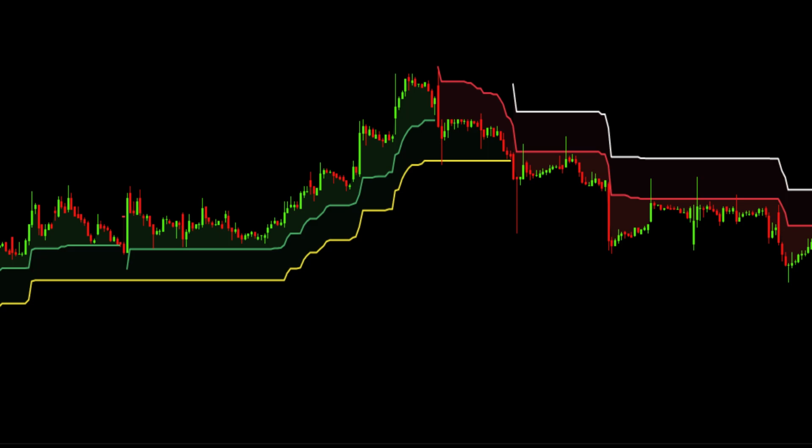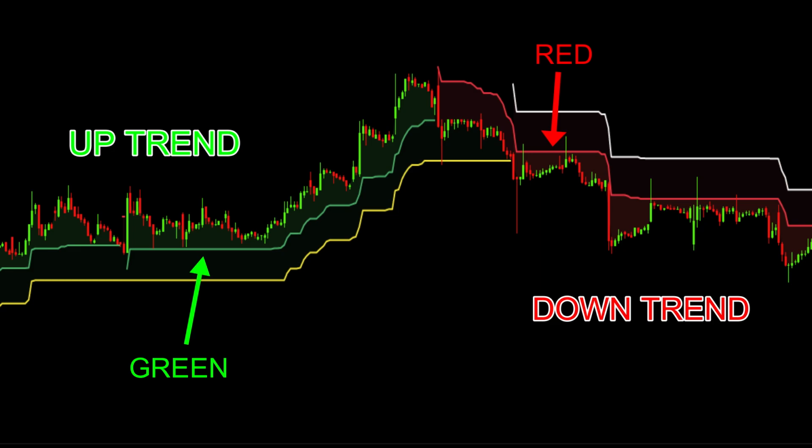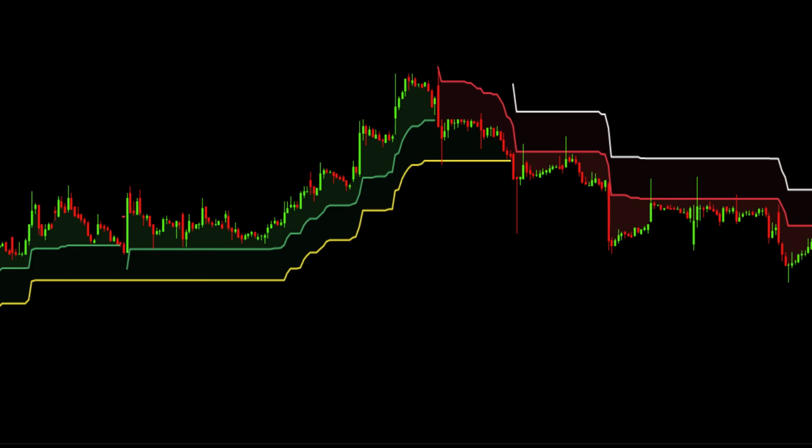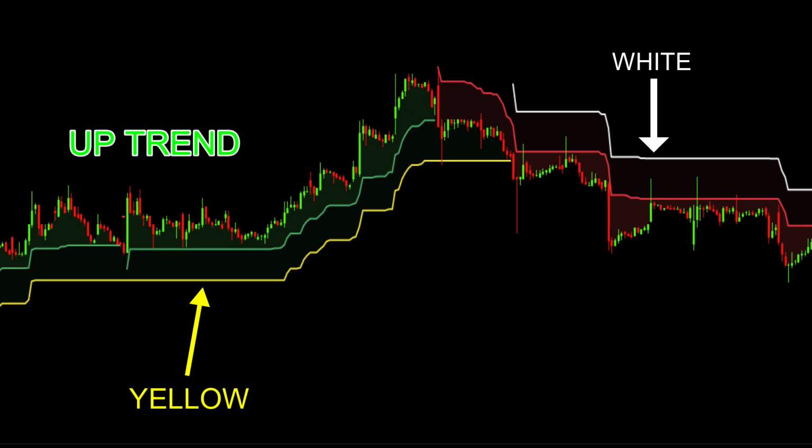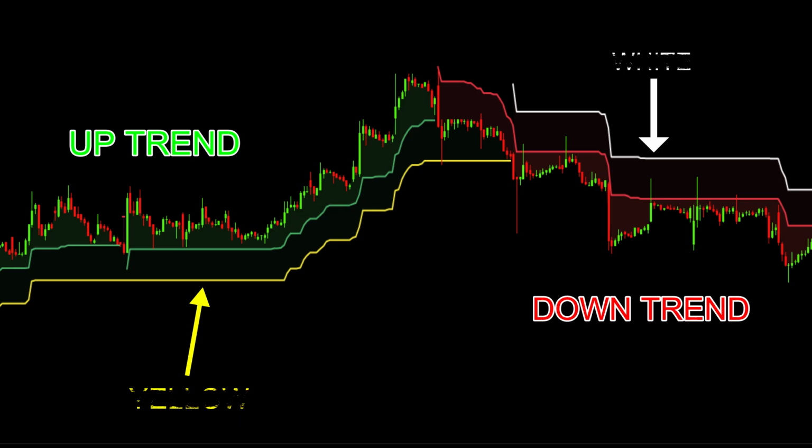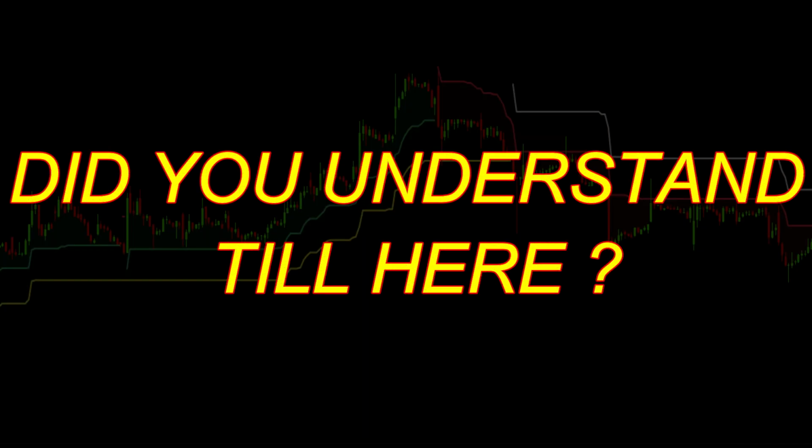Here for the short-term trend, we have used green and red color. Green color is for uptrend and red color is for downtrend. In the same way, for the long-term trend, we have used yellow and white color. Yellow color is for uptrend and white color is for downtrend. Did you understand till here?